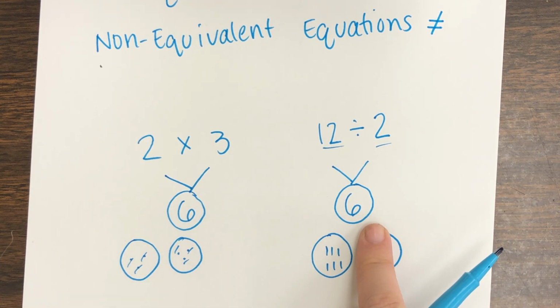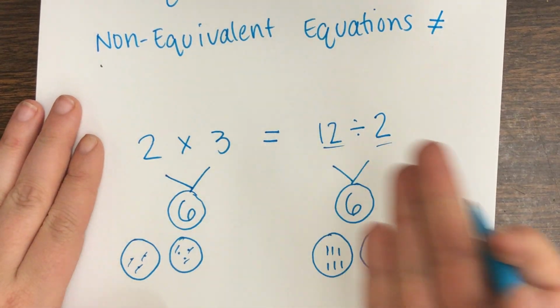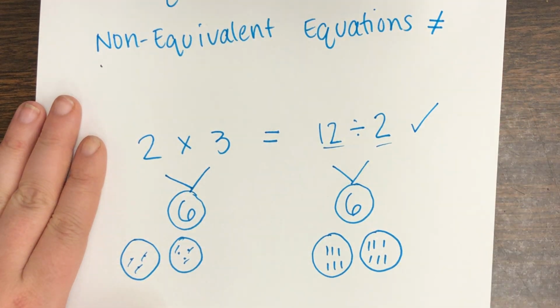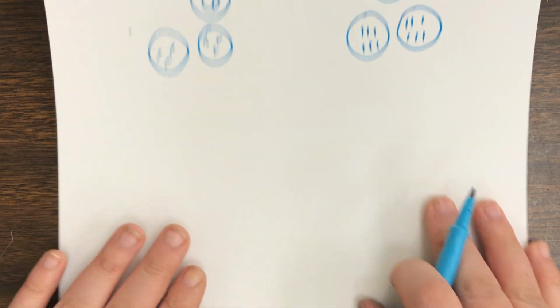So what symbol do you think we're going to put here? Equal or not equal? If you said equal, you are correct, because this problem is equal. So this is a balanced equation. This is an equivalent equation. This is good. Let's try another one and see what we get.